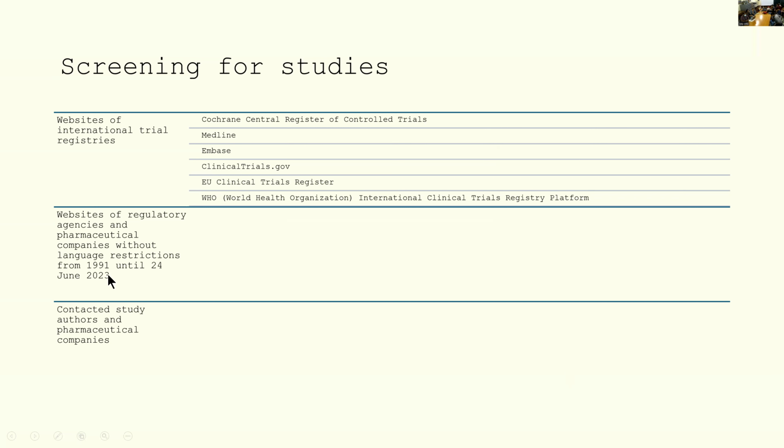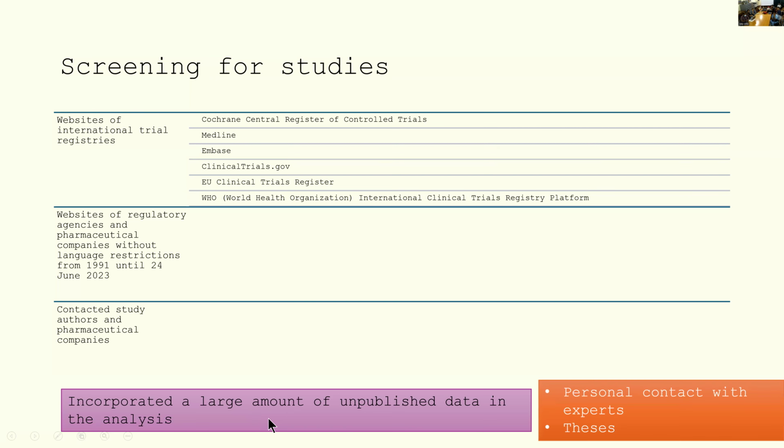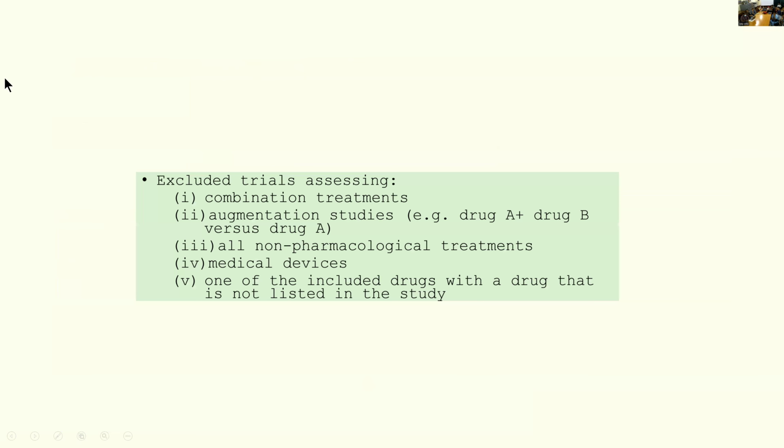Why did they choose 1991? Because the international classification for headache came out in 1991. And they've also contacted study authors and pharmaceutical companies. So they've incorporated a large amount of unpublished data and analysis. But they could have also looked at theses as well as personal contact with experts. They have excluded trials which use combination treatments because they wanted to study only monotherapy, and augmentation studies, that is, where they use drug A plus drug B.